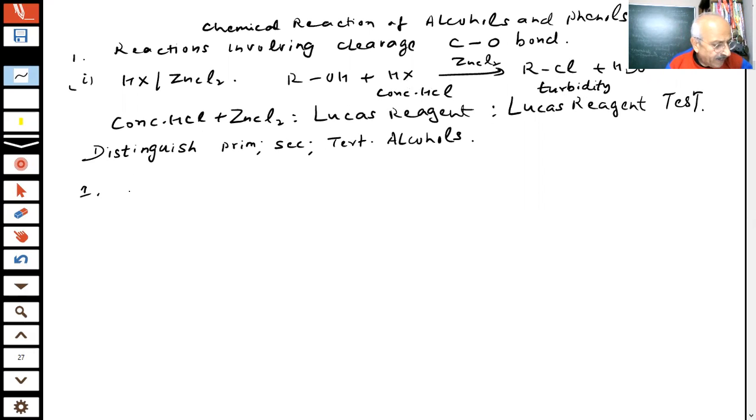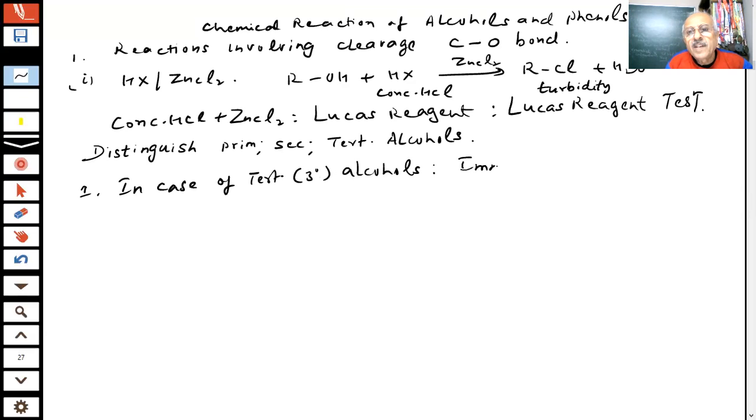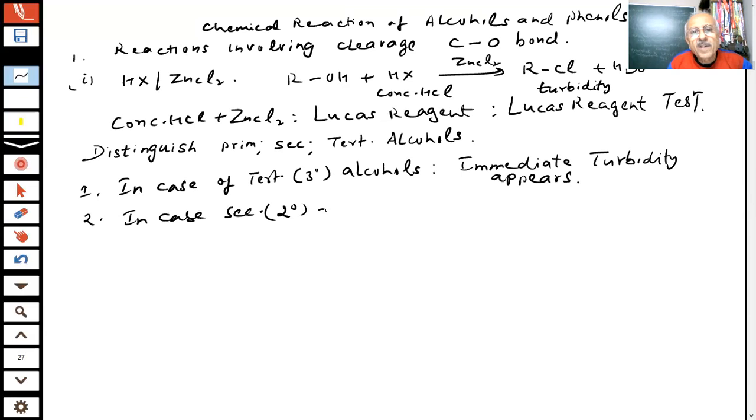But the important point, students, is that in case of tertiary alcohols, 3 degree, immediate turbidity appears. The reaction is very fast. In the case of secondary or 2 degree alcohols, it will take about 15 minutes. It's a slow reaction.